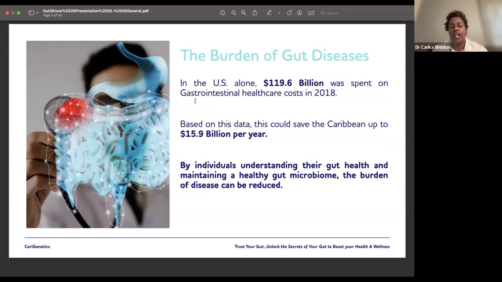Now, from a health burden perspective, in terms of the cost to the healthcare system, we know that in the US alone, $120 billion was spent on gastrointestinal healthcare in 2018. Again, if we extrapolate that data to the Caribbean, we're looking at about $16 billion that can be saved per year. That's quite a lot of money. If individuals wanted to understand their gut health better so that they can maintain a good microbiome, then we can slowly but surely reduce this burden.